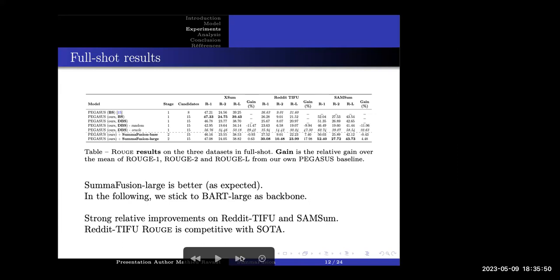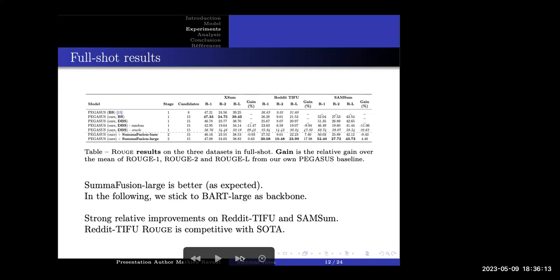If you're not familiar with Rouge, Rouge 1 is unigram overlap, Rouge 2 would be bigram overlap. Sorry, more like unigram recall and bigram recall. And Rouge L would be the longest common subsequence. So you can see in this table the Rouge results on the 3 datasets.